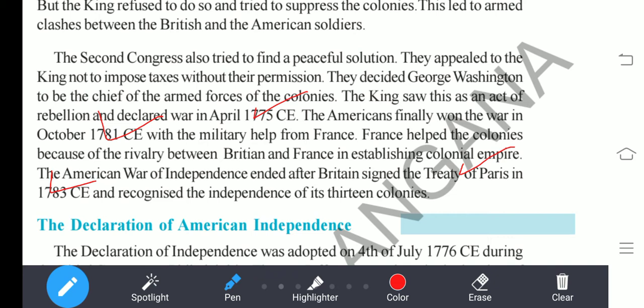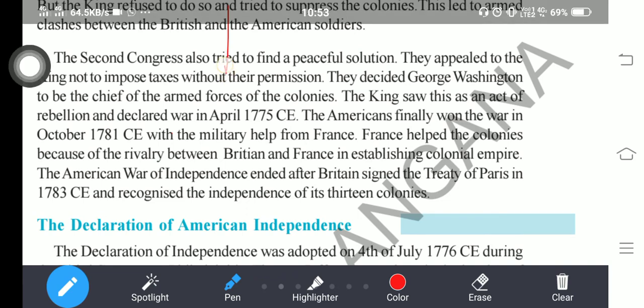With the Treaty of Paris, Britain recognized the independence of America, especially the 13 colonies which were colonized by Britain, were declared independent and also recognized by Britain by 1783. In that way, America got independence by 1783. Understand? This is the struggle they faced to get independence from the British.